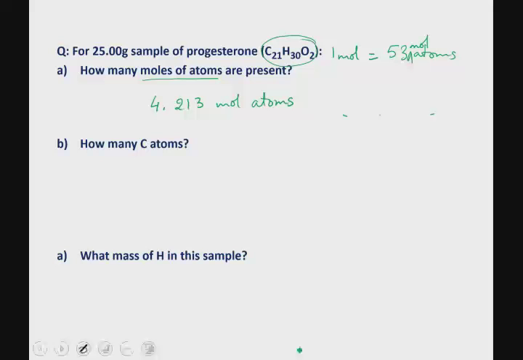B has an answer of 1.005 times 10 raised to 24 carbon atoms. And the last one, 2.409 grams of hydrogen. Please confirm these answers before you move on to the next session.